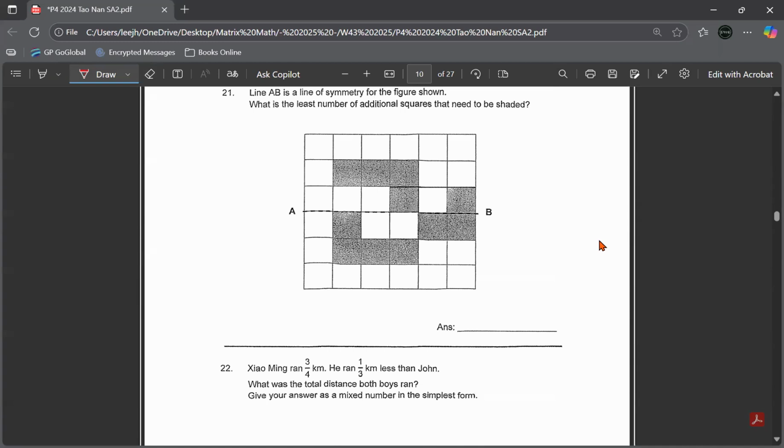Okay? Question 21. Line AB is the line of symmetry in the figure shown. What is the least number of additional squares that need to be shaded? If you look at the line of symmetry, the top 1 and below 1 are equal. So this one, you still have to shade one more here. Over here, 2 squares shaded. That means down here must be 2 squares as well. Shade this. This one, 1. Correct. What about this? Here, 2 squares. Here, that means must be 2 squares. So 1 more here. So the answer is 3 more squares shaded.